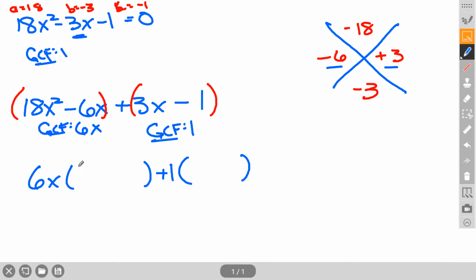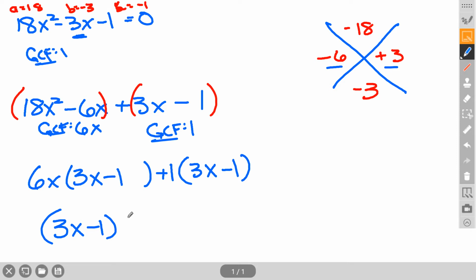If I factor 6x out of the first group, I have 3x minus 1. If I factor 1 out of the second group, I have 3x minus 1. Which means that this factors into 3x minus 1 as the first factor and 6x plus 1 as the second factor. So the factored form, let me go back to my problem.